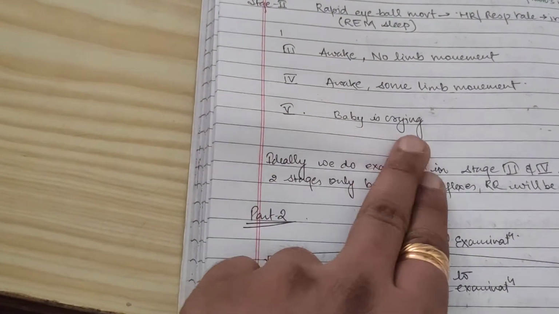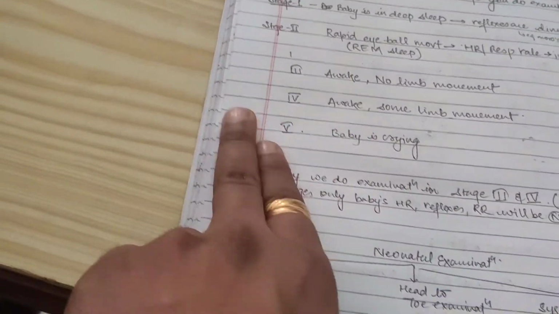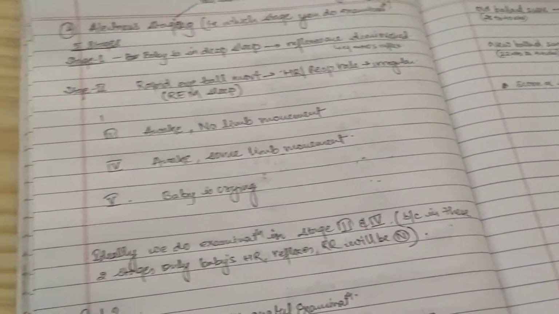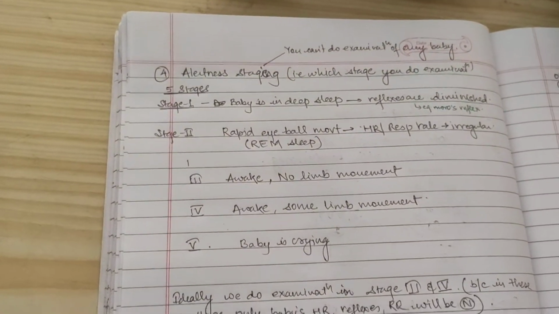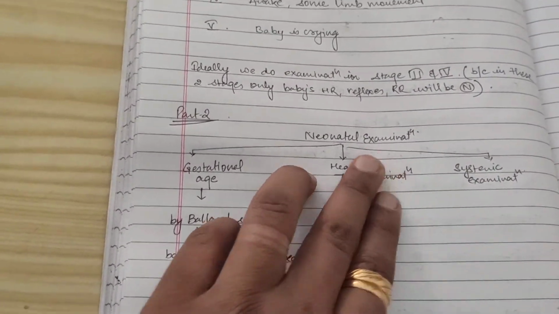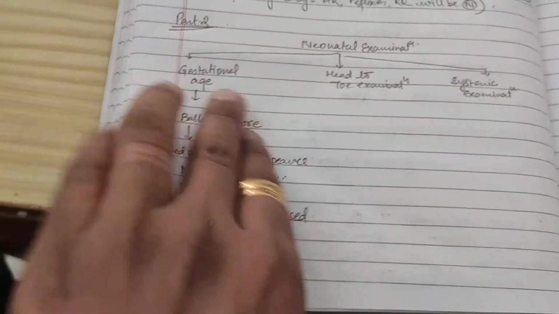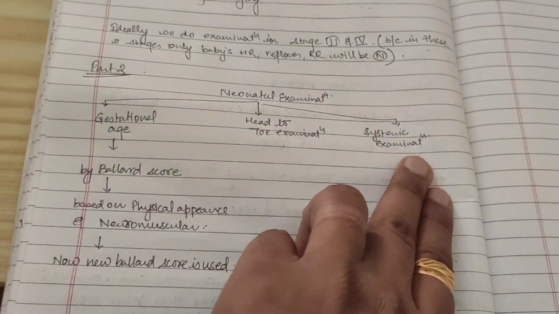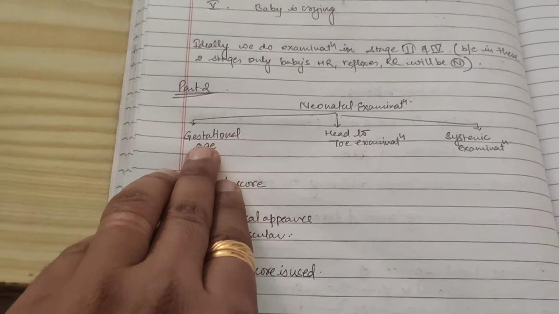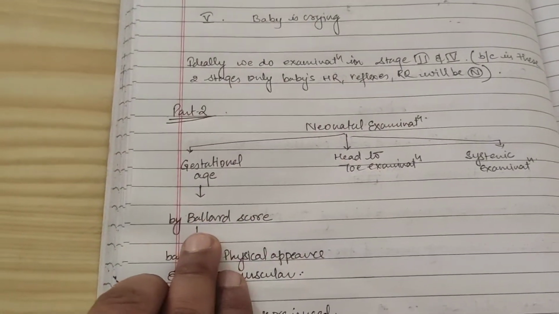And stage 5, baby is crying, the respiratory rate will differ, so we don't do it here also. So stage 3 and stage 4 is good for neonatal examination. Okay, then in part 2 we go for neonatal examination proper. In that we see gestational age, head to toe examination, systemic examination. In this video we'll go up to gestational age completion, that we do by Ballard score.